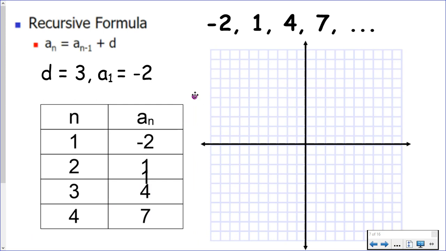We can also plot those points to see what type of equation. So again, when n, or my input, is 1, then my output is -2. When my input is 2, the output is 1. Input is 3, the output is 4. And when my input is 4, my output is 7. So again, I see I have a linear function.